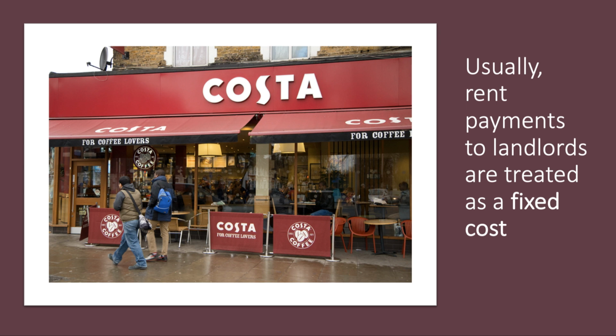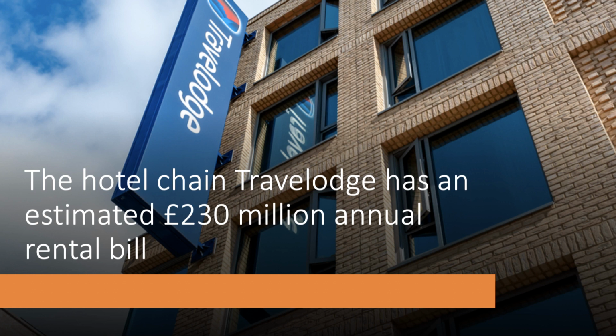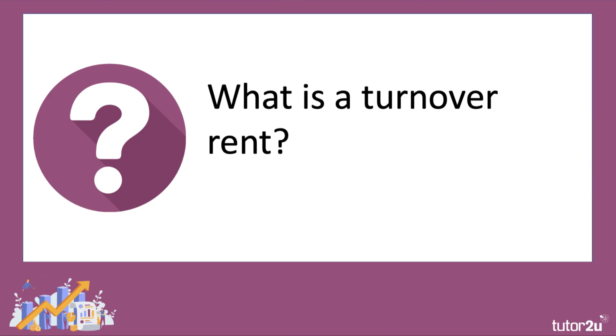Now, for many retail businesses in particular, rent is a major cost of production. The hotel chain Travelodge, for example, has an estimated £230 million annual rental bill on the land that they have leased. Close on £5 million a week due in rent. And that expense doesn't really fundamentally alter as the number of people staying in the hotels changes. So what is a turnover rent?